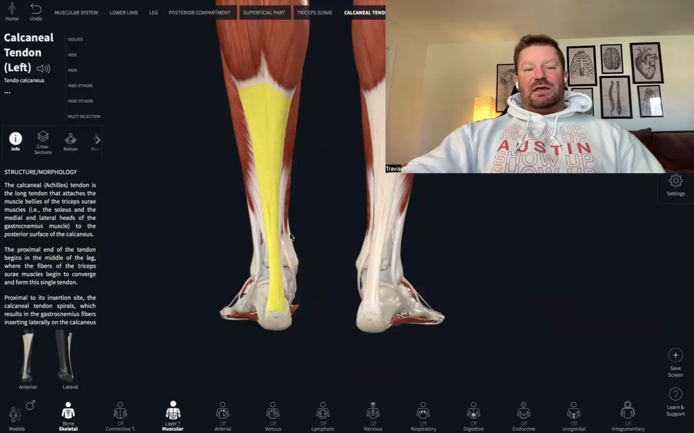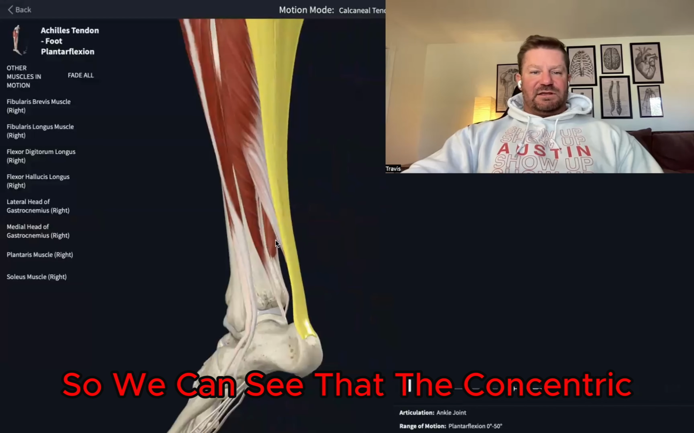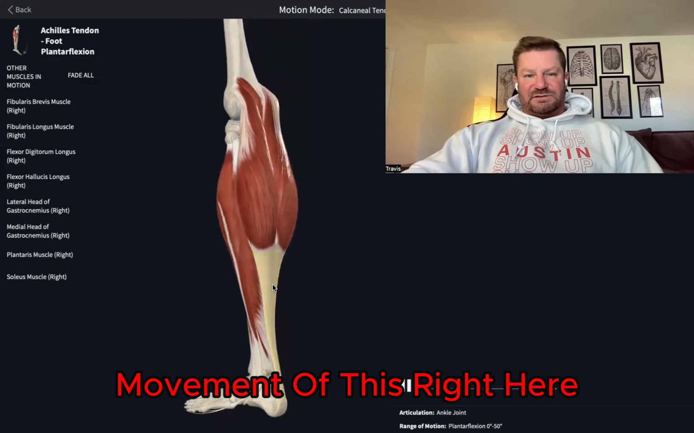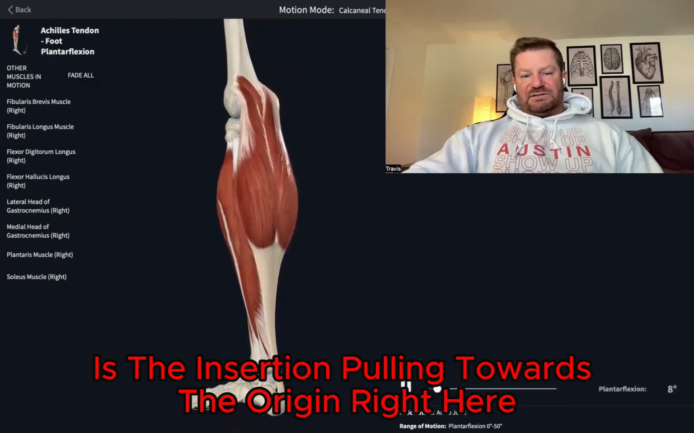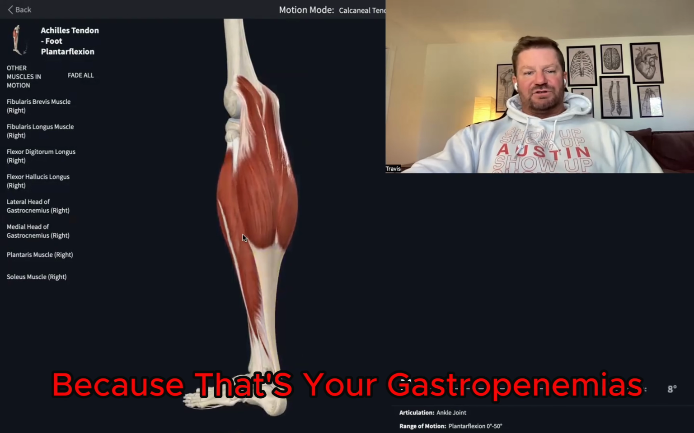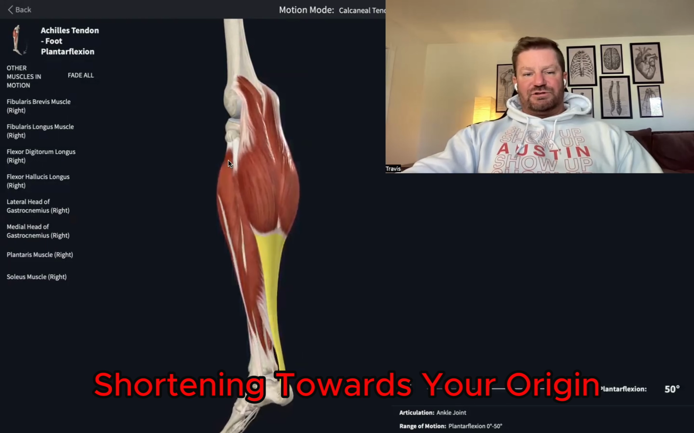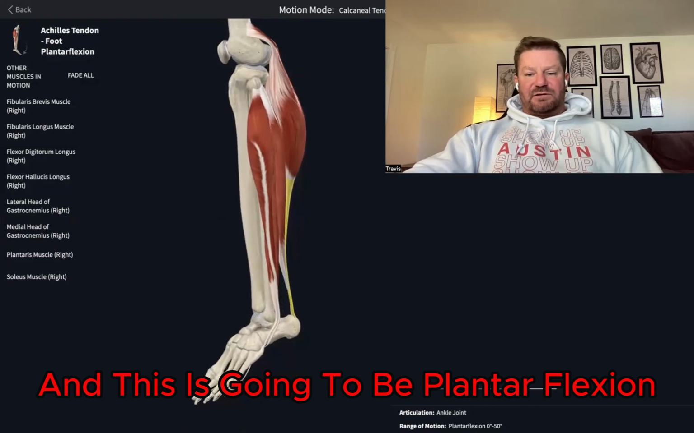Now, knowing that the insertion is on your calcaneus, let's look at the motion that it's going to do. Since it doesn't cross this knee joint, it's not going to bend the knee at all. It's going to do plantar flexion via the Achilles tendon. So we can see that the concentric movement of this is the insertion pulling towards the origin, shortening towards your origin. And this is going to be plantar flexion.